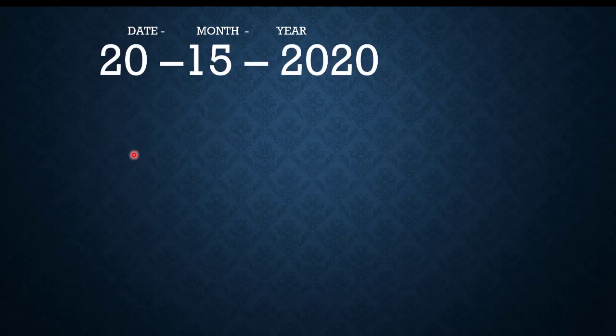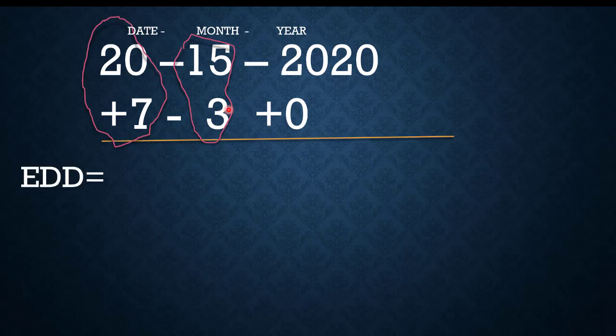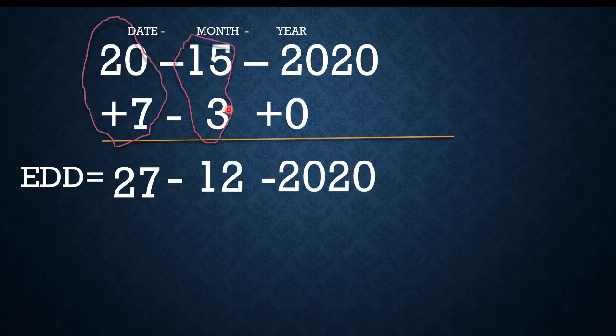Again, if the LMP of a pregnant lady is 20 March 2020, we will write March as 15, and we will add 7 days, we will deduct 3 months, and we will not add any year. So what will be the EDD? The EDD will be 27 December 2020. If LMP is 20 April, we will write it as 4 because we can deduct 3 from 4.